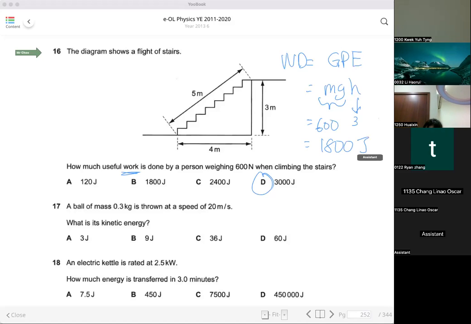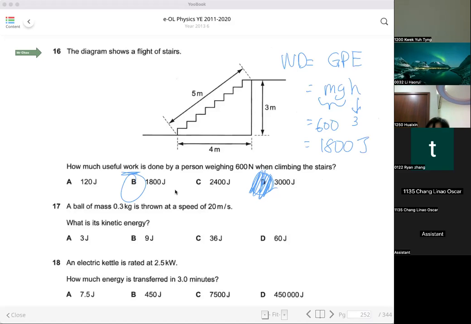So your answer will be, sorry. I'm sorry. For number 16, all of you got it correct, which is actually B. Okay, so for Huai Xing, it is not 3000. It's actually this one, mgh, which is 1800 joules. Is that clear, Huai Xing?